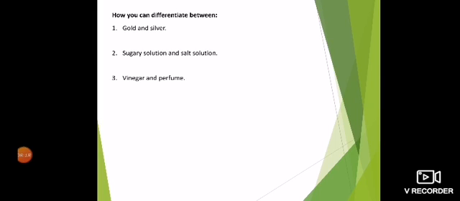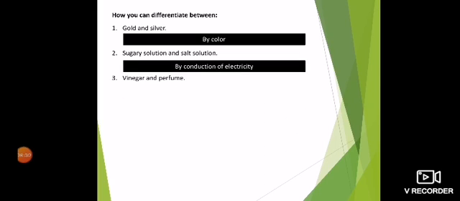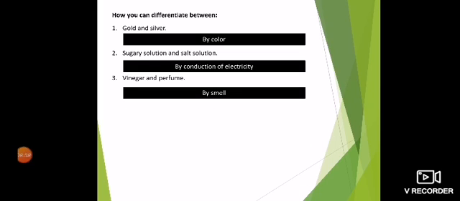Okay, how can we differentiate between gold and silver? We can differentiate between gold and silver by the color. Sugar solution and salt solution, we can differentiate between them by the conduction of electricity and by the taste also. Vinegar and perfume, we can differentiate between them by the smell.